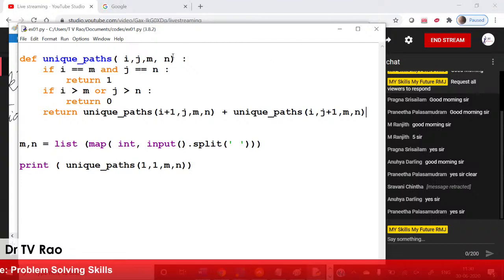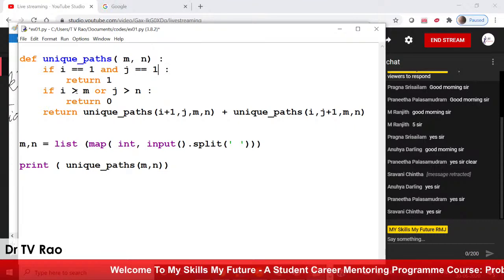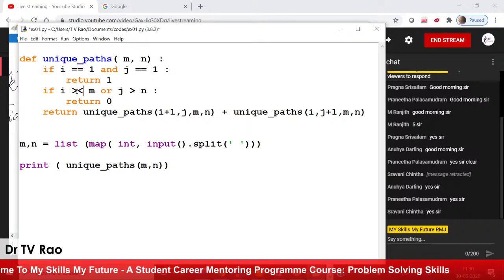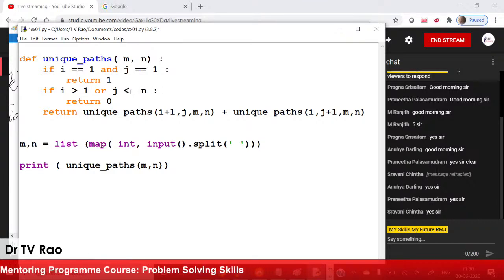What is bottom up approach? You start from mn. Now here, when you reach top, you return 1. Here, if I is less than 1, it is out of bounds. If j is less than 1, this is out of bounds. Okay.